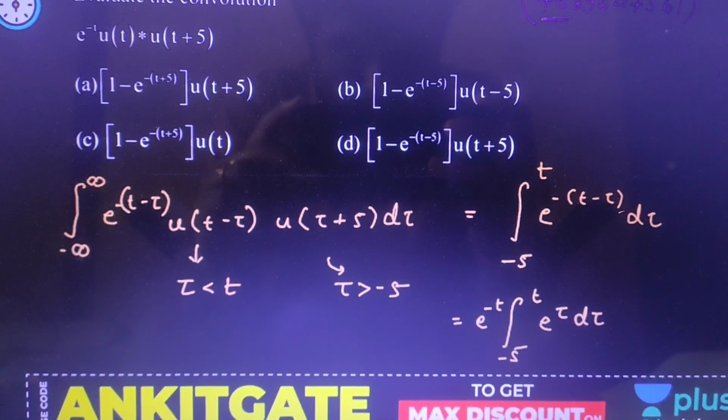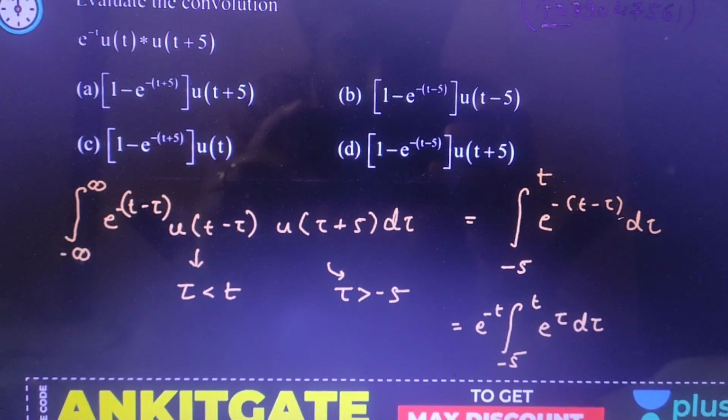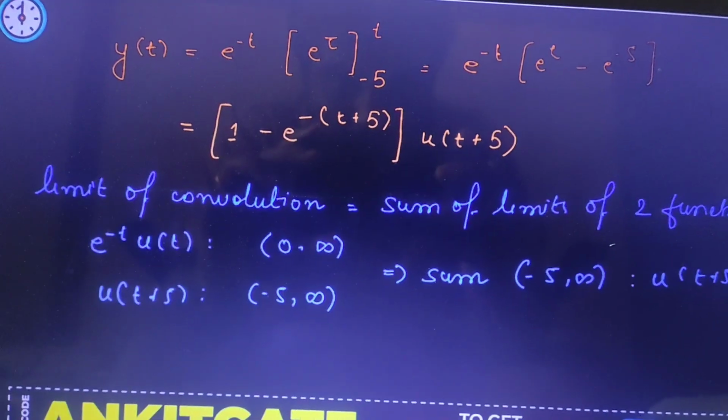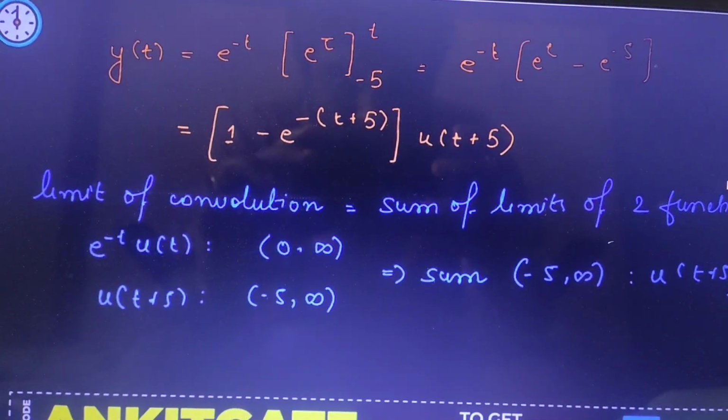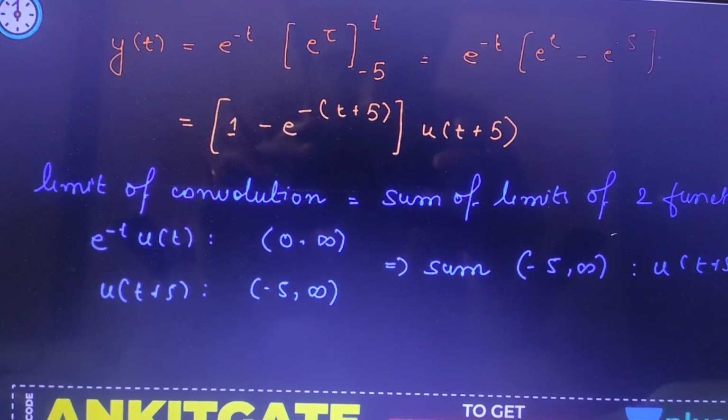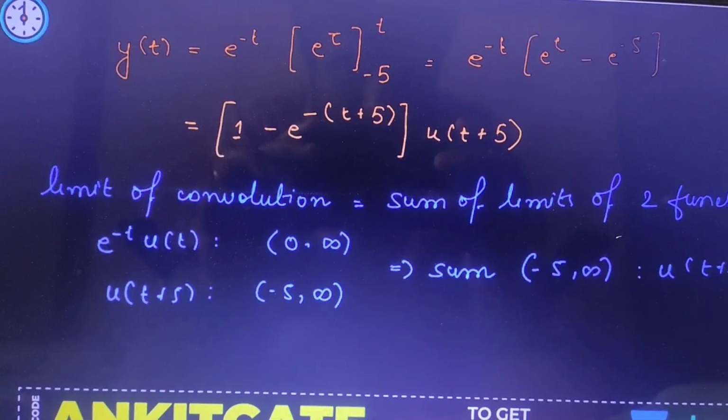So by calculating the integration, you will get y of t is equal to 1 minus e power minus of t plus 5, times u of t plus 5.